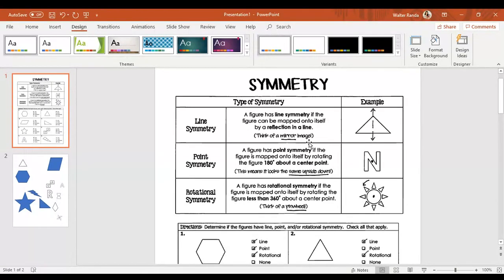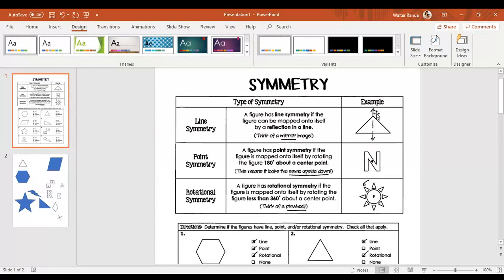So the first type of symmetry is line symmetry. This is probably the one that makes the most sense to you. You have probably seen this symmetry before and are more familiar with it. So line symmetry, really just think of folding a piece of paper in half. If you have a figure and then you fold it in half, is it mapped onto itself? So basically, is it a perfect match? In geometry, we say, can the figure be mapped onto itself? What that means is mapped onto itself, a perfect match.